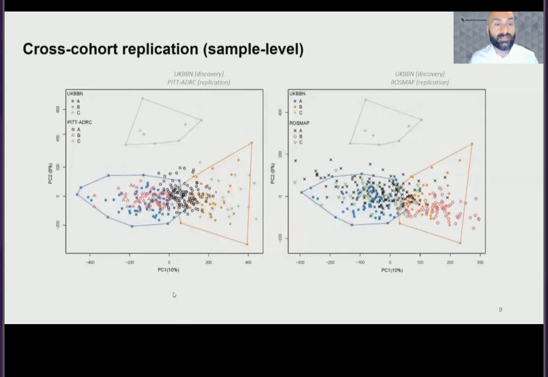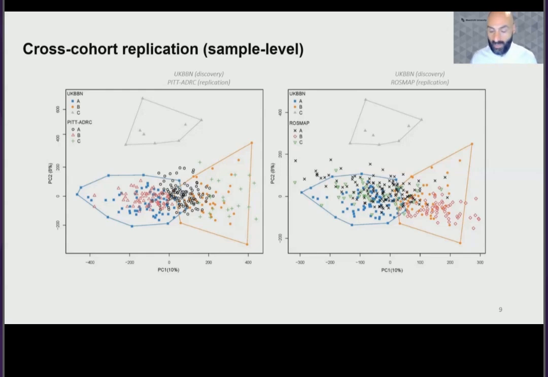At the sample level, we performed sPLS-DA, and then we reduced the dimension of the samples, using the first two components. For example, we used UKBBN as a discovery, and we plotted the first two components, and then we projected the other cohorts, Pittsburgh and ROSMAP, on the space of the discovery, which was UKBBN. And then we drew a hull, and looked at the overlap of the samples for the clusters from the different cohorts, and using hypergeometric tests, we could evaluate where the maximum spatial overlap of the samples is.